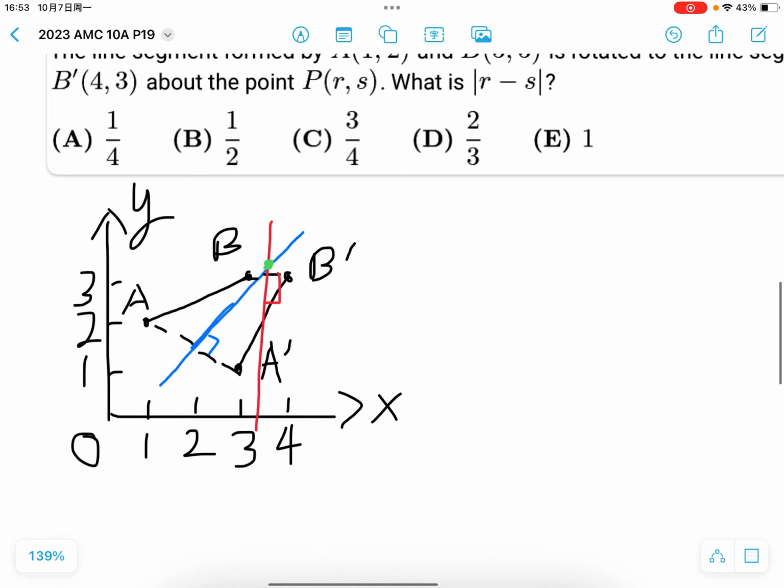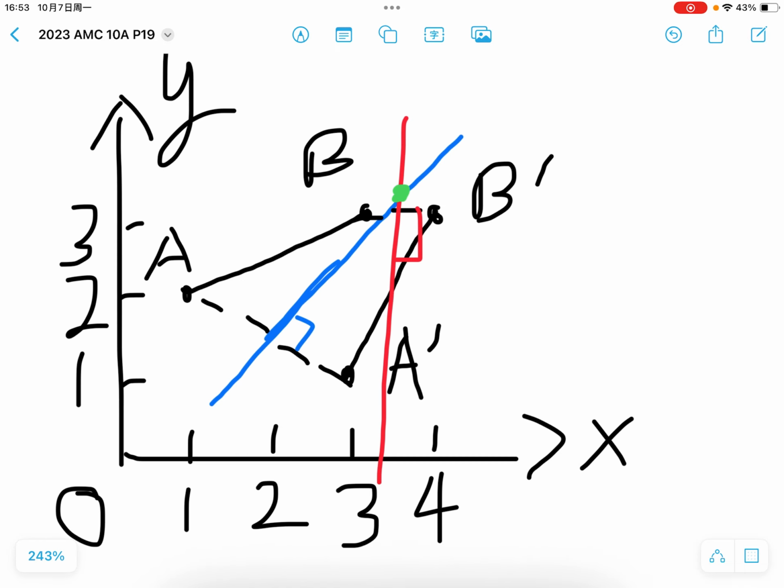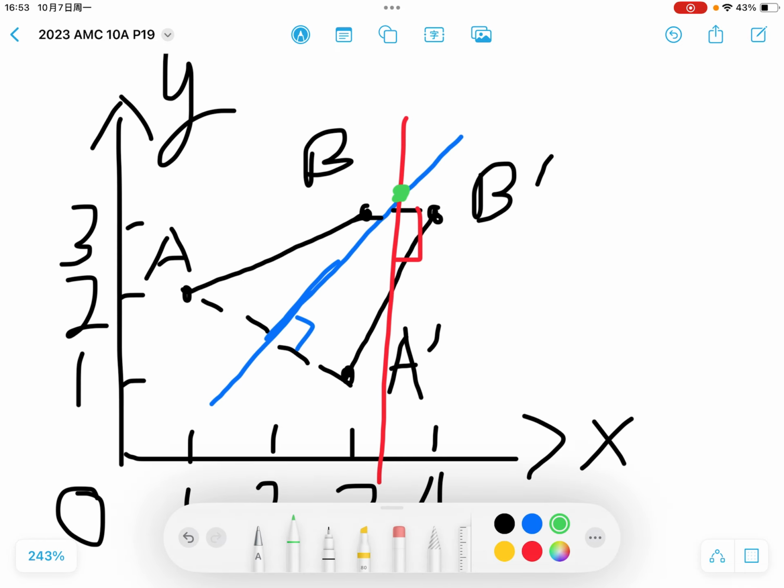So this means that as long as we find the coordinates of this green dot, we're done. So to find the green dot, the most straightforward way we can think of is just find the equations for the 2 lines and then solve for the intersection point of the 2 lines for the perpendicular bisector. So we need to solve for the blue and red lines. So how? Well, let's just call the blue line L1. So let's just first find the slope of this. Or actually, let's just first find the slope of AA prime. So what is the slope of AA prime?